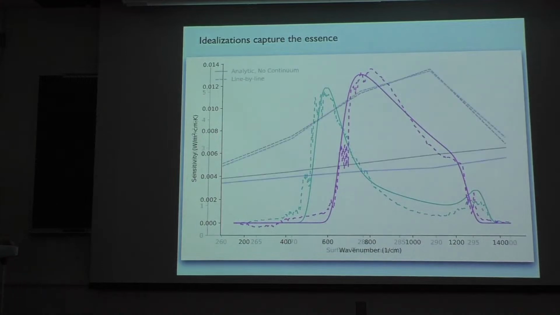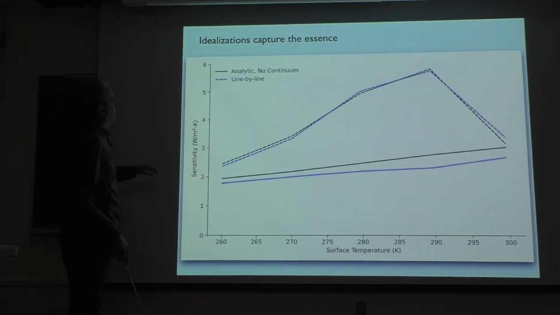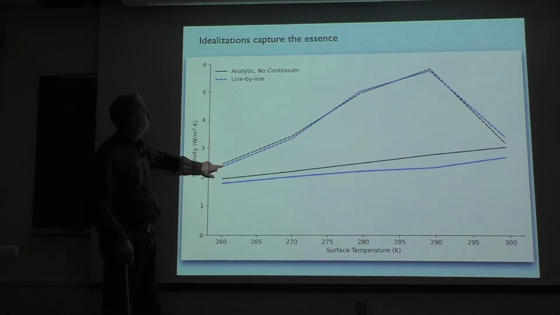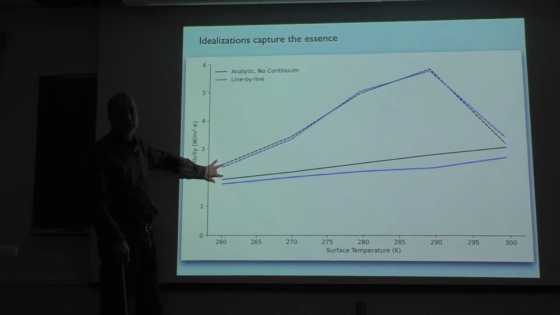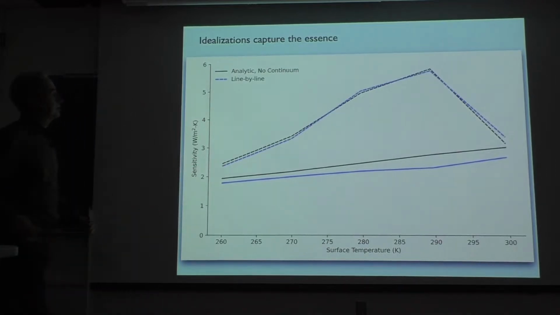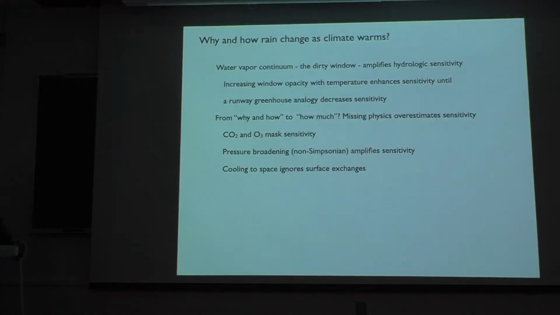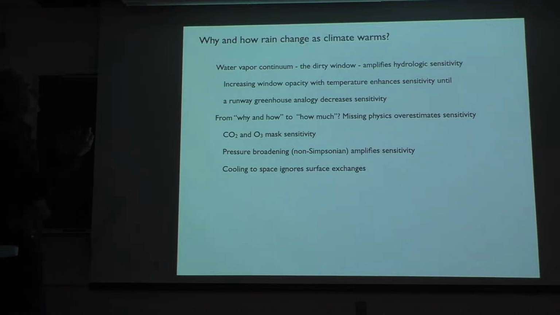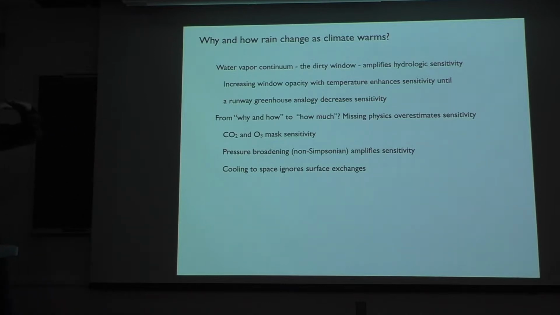But it turns out that the spectral integral is fairly forgiving. So that is to say, the blue here now is the line-by-line model in these idealized atmospheres. The black is our analytic model, integrated numerically, I want to say. And you see that they're not so different. So this water vapor window, the dirty window, the water vapor continuum, amplifies the hydrologic sensitivity. Basically just because the opacity increases with temperature by a little bit at very low temperatures and by more and more at higher temperatures until you get to a runaway greenhouse.